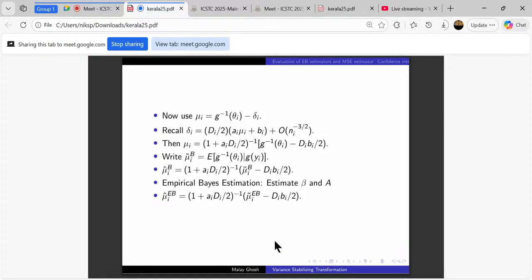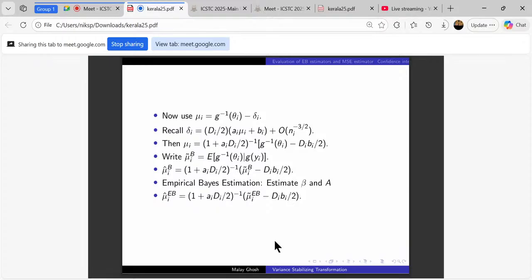So now use mu. I've already said delta i. Mu i is g inverse of theta i minus delta i, because theta is g of mu i plus delta i, and since it is a transformation, the inverse is not a problem. Delta i, I have given you the formula because of the linearity, which is D_i plus 2, D_i mu i plus D_i plus 4. Third, mu i you can write in terms of the statistic weight and mu i.